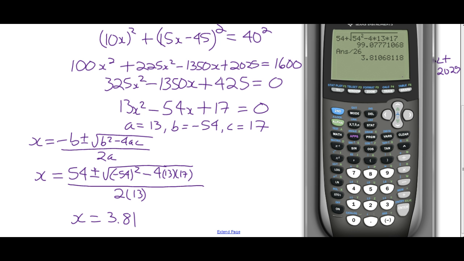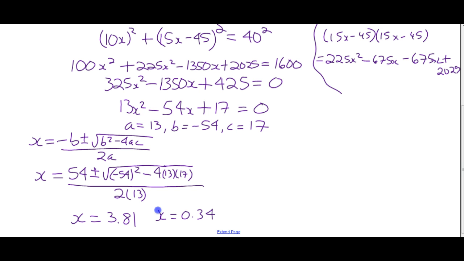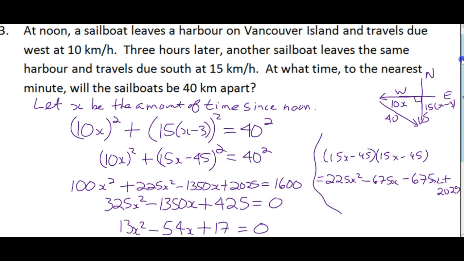What's the other answer? Well, let's go back to this. So second function, enter. Do that twice. Go back to this. We need 54 minus this. Put in a minus sign. Divided by 26. Right, x is 0.34. Right, now we know, and here, let's put a little note, since x must be greater than 3 hours. Okay, so the solution is 3.81 hours, right, after 3.81 hours. So the question, let's go back up here. What time to the nearest minute?